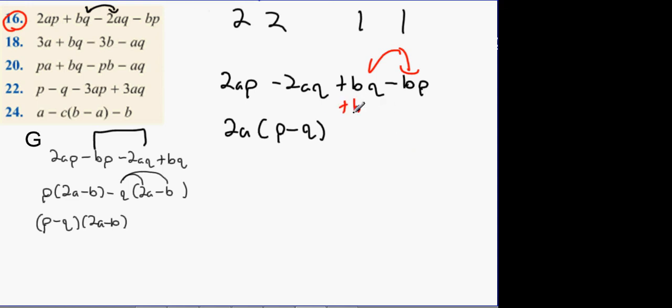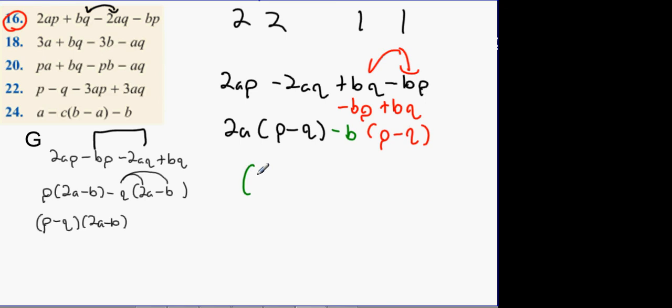It's going to be minus BP, minus BP plus BQ. Now what should the bracket be? It should be P minus Q. So what letter goes in here to make this work? Minus b. Because minus B times P is minus BP, minus B times Q is plus BQ.